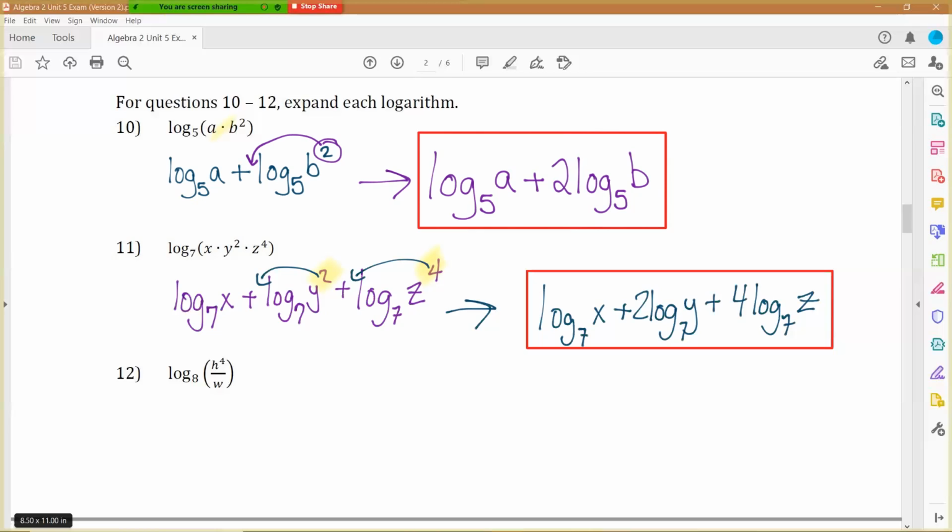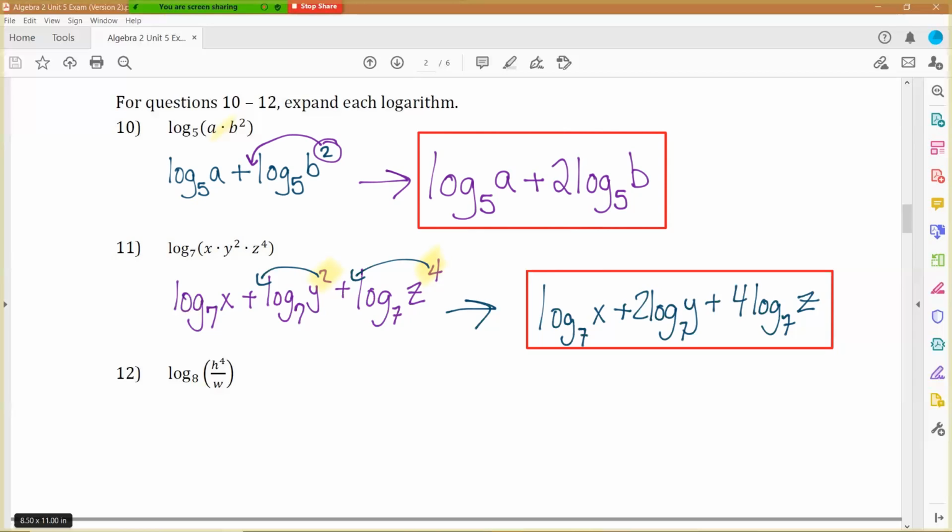Notice I'm writing that base for every single log. Don't leave it out or forget it. You've got to write that base. And then question 12 down at the bottom, log base 8 of h to the 4th divided by w.